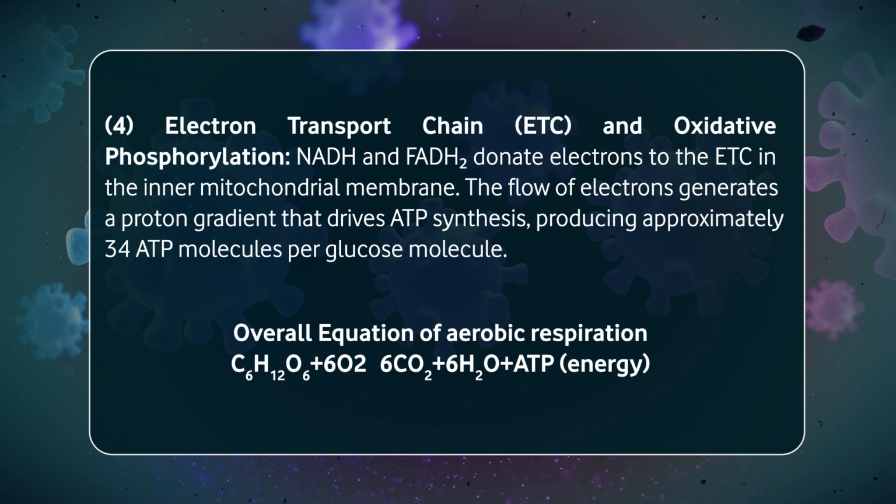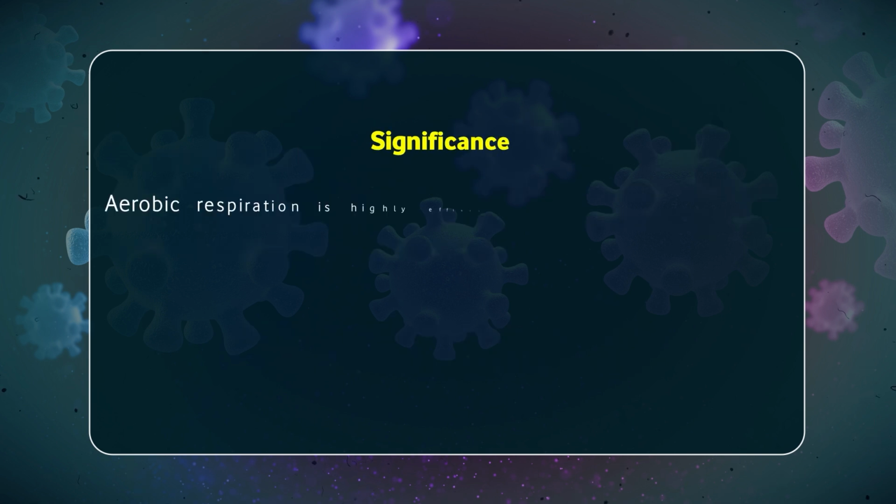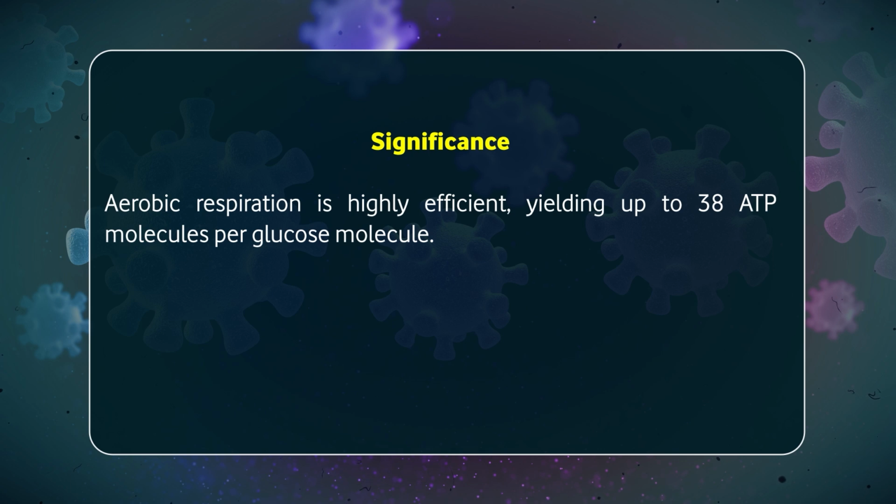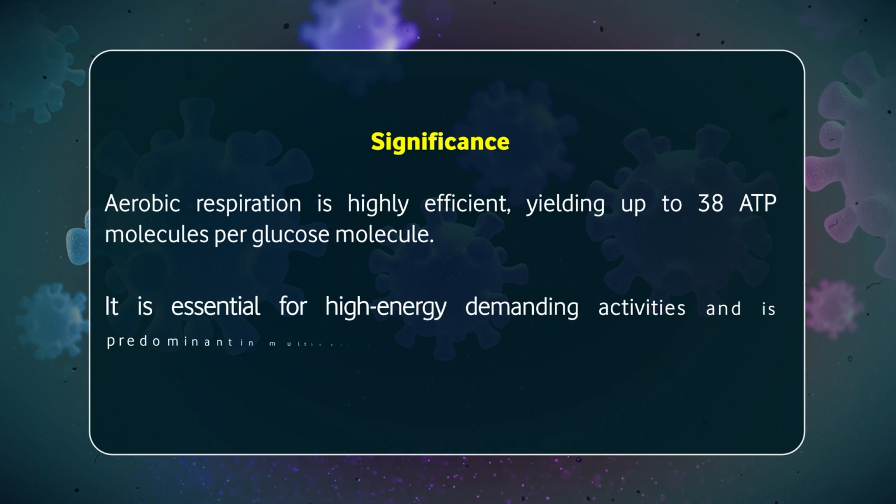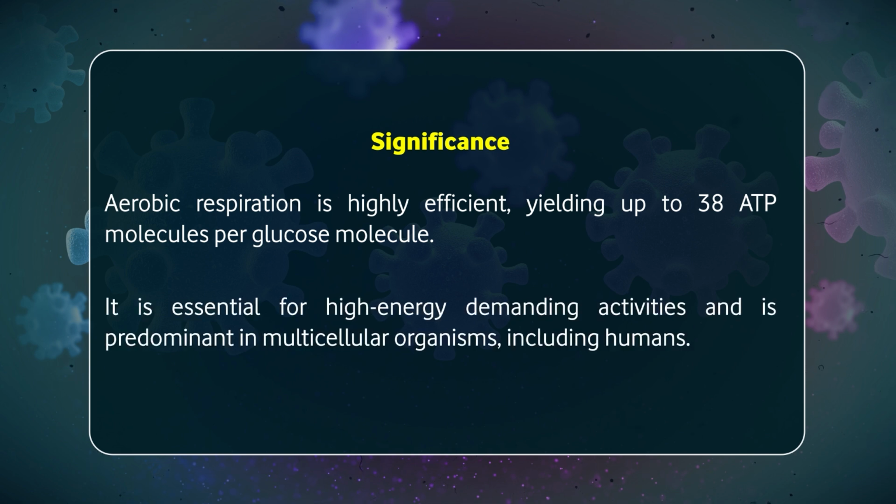C6H12O6, that is glucose, plus 6 O2, oxygen, gives 6 CO2 plus 6 H2O plus ATP. That ATP is the energy currency of the microorganisms. Significance: aerobic respiration is highly efficient, yielding up to 38 ATP molecules per glucose molecule. It is essential for high energy demanding activities and is prominent in multicellular organisms including humans.